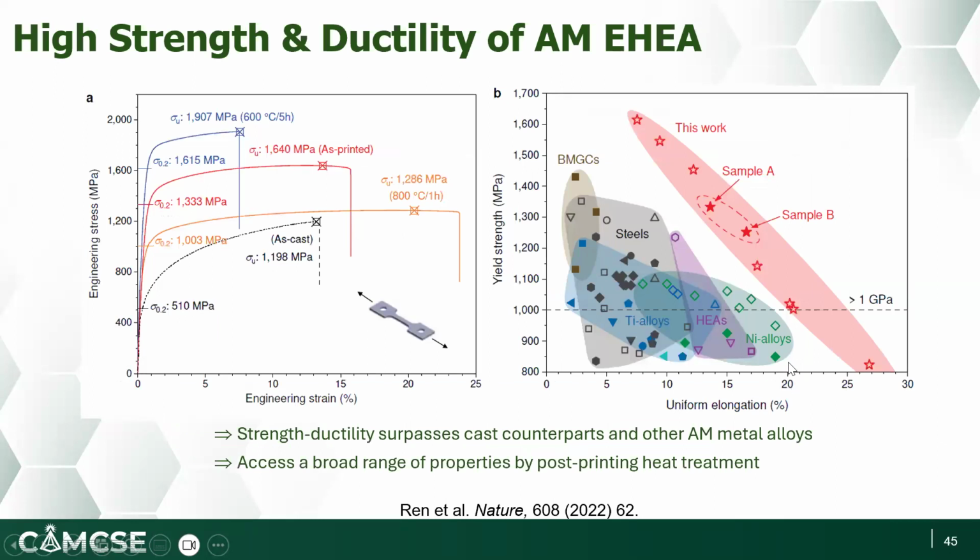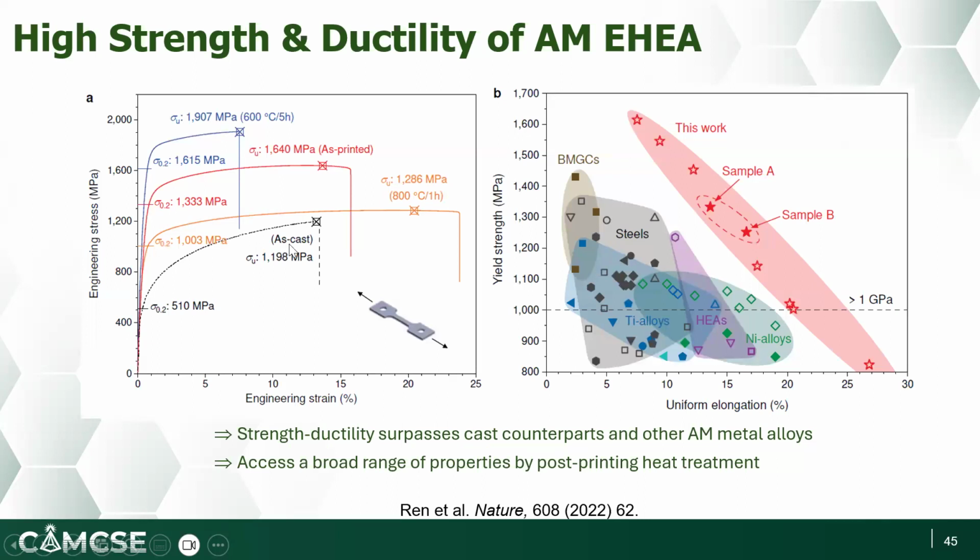Due to those different features, we can achieve very high strength and ductility in the 3D printed sample, as shown by the tensile stress-strain curves. The red tensile stress-strain curve is the 3D printed sample. You can see that the yield strength is above 1.3 gigapascal, along with a very large uniform elongation. This yield strength is more than twice that of the as-cast sample. In the meantime, with enhanced yield strength, the uniform ductility is also simultaneously enhanced compared to the as-cast sample, which is the black curve.